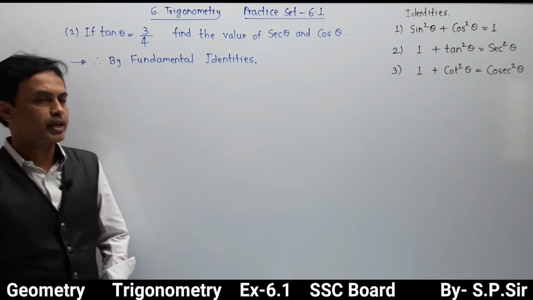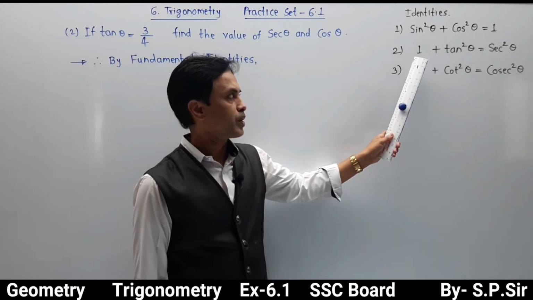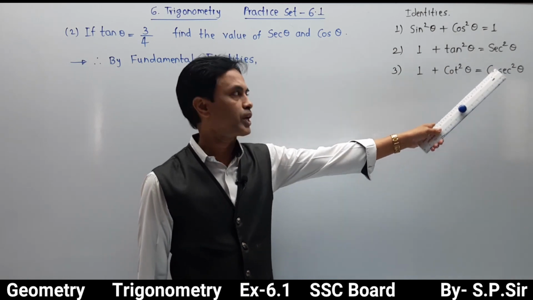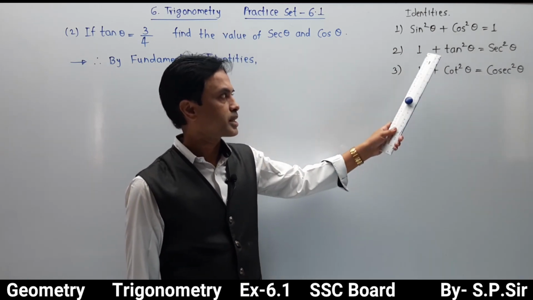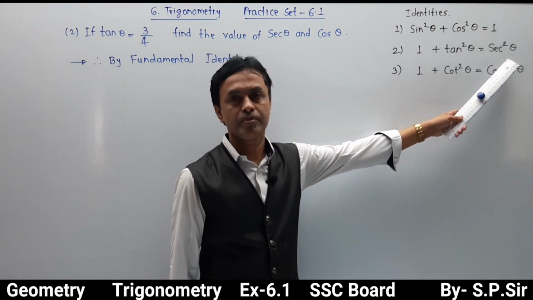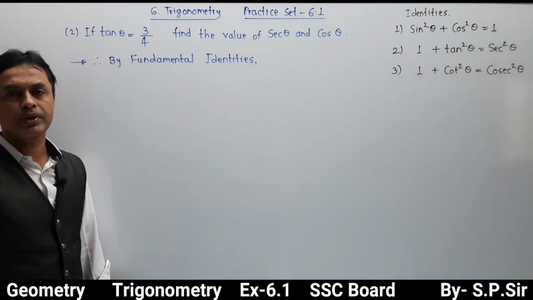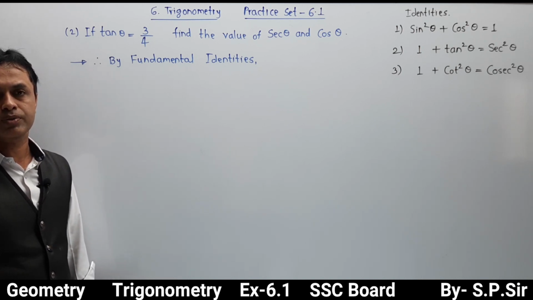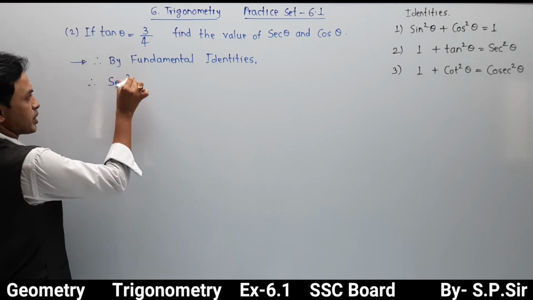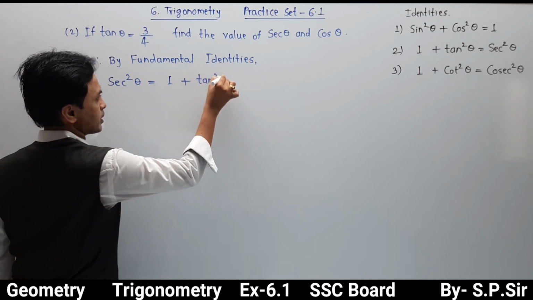And in this case actually we have three properties: sin square theta plus cos square theta is equal to 1, 1 plus tan square theta is equal to sec square theta, and 1 plus cot square theta is equal to cosec square theta. In this case, 1 plus tan square theta, where the tan part is over there, and sec means we can get sec. So I am going to write the property, which is 1 plus tan square theta is equal to sec square theta. Therefore sec square theta is equal to 1 plus tan square theta.